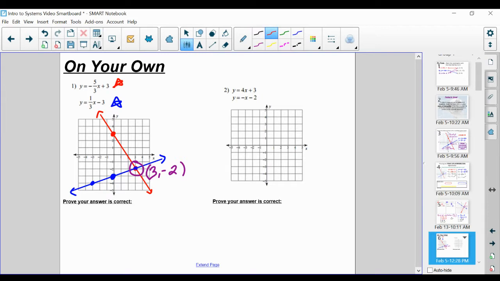Well, our first equation, we have y is equal to negative 5 over 3 x plus 3. Our y value is negative 2. That's equal to negative 5 over 3 times our x value, which is 3.